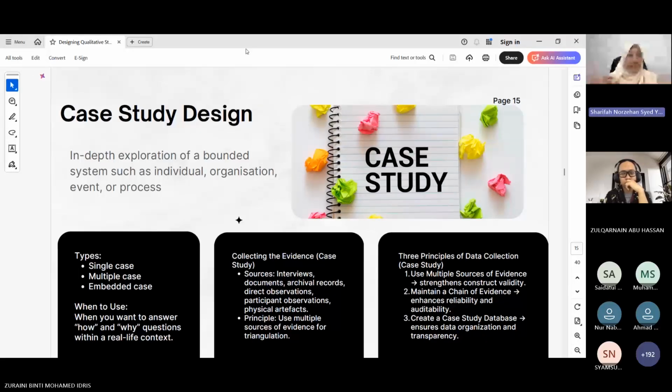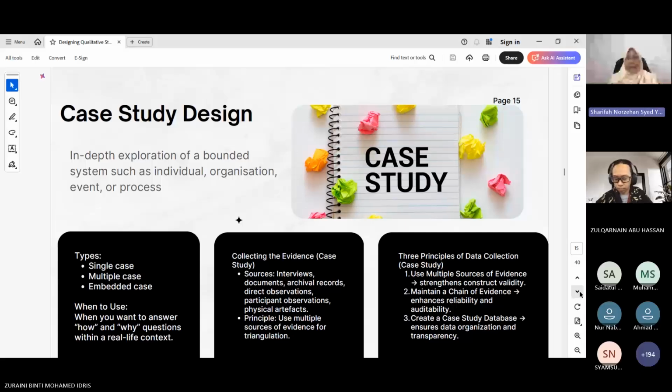Whether you want to go for a single case study or multiple case study or embedded case study, it's all depending on the multiple realities that you want to research on. So there are several types of case study: single case, multiple case, and embedded case. Whatever case study, or any other design, your question will always be how and why. And it has to be within the real life context.